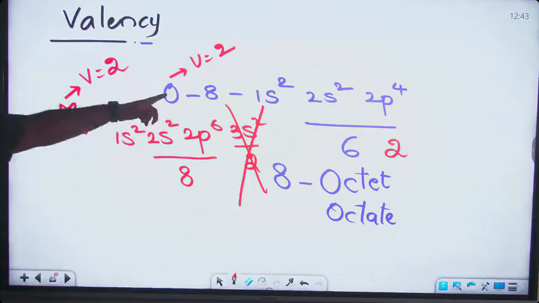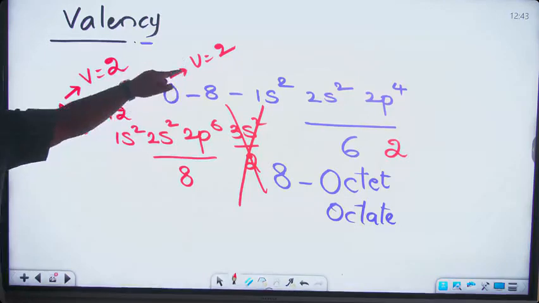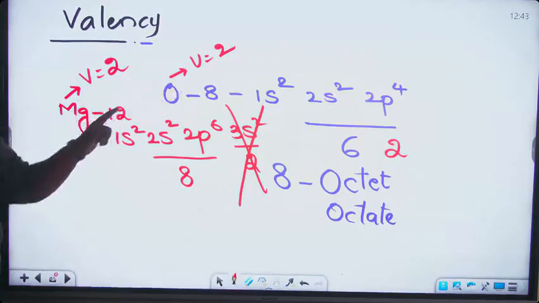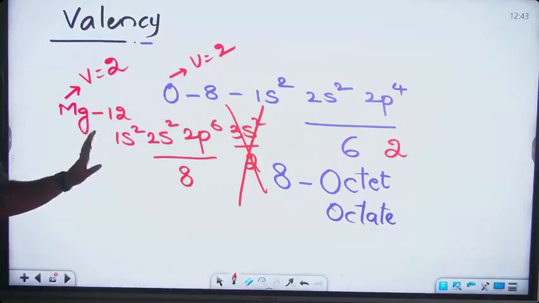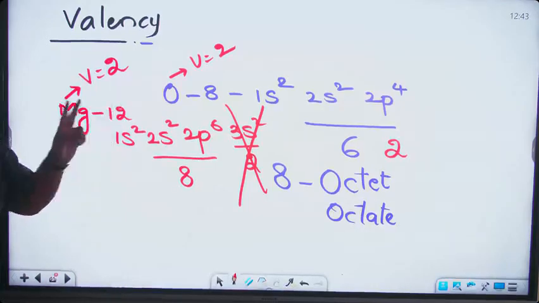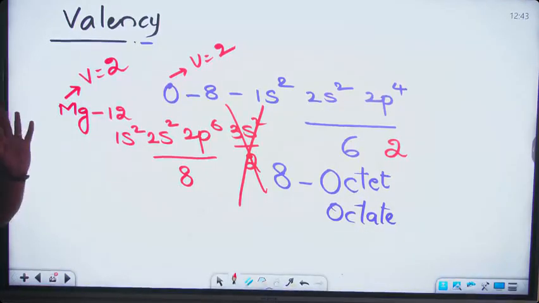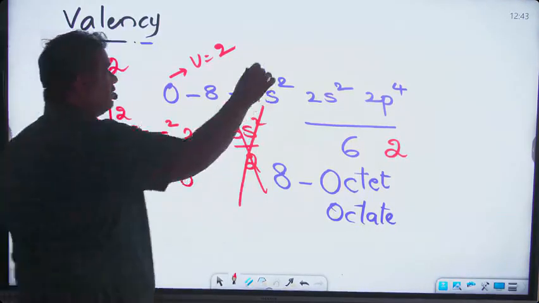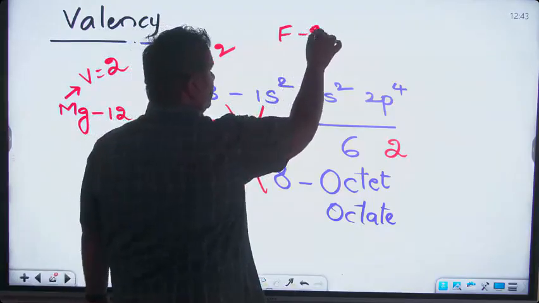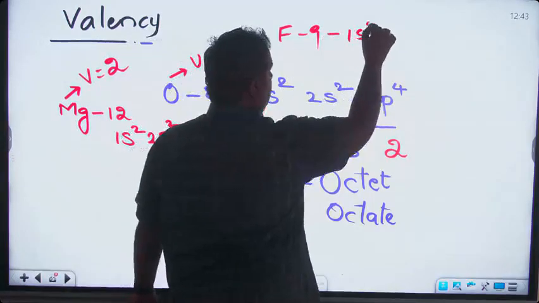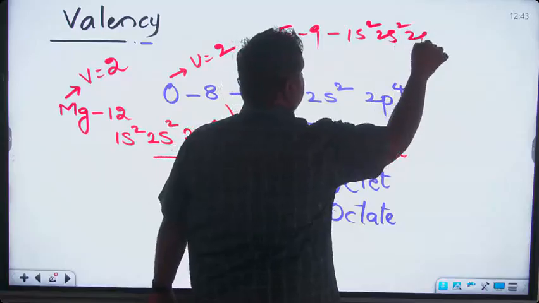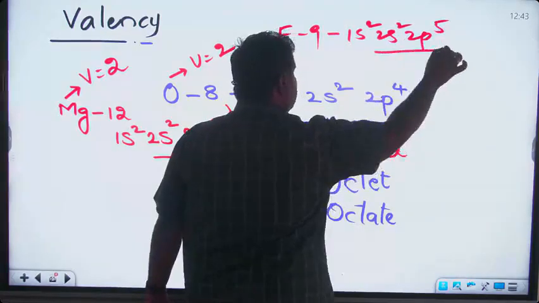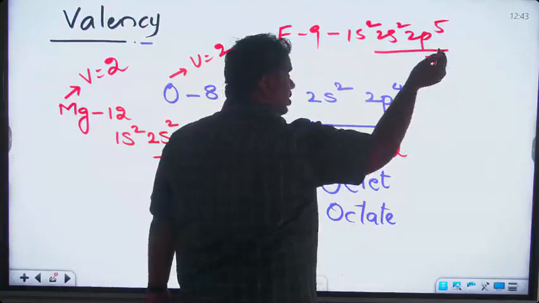Now what is the difference between these two? Oxygen gains 2 electrons, magnesium loses 2 electrons, yet the valency for both is equal to 2. For example, if you talk about fluorine, the atomic number is 9, and the electronic configuration is 1s2, 2s2, and then 2p5. In the last orbit we already have 7, and we need one more.